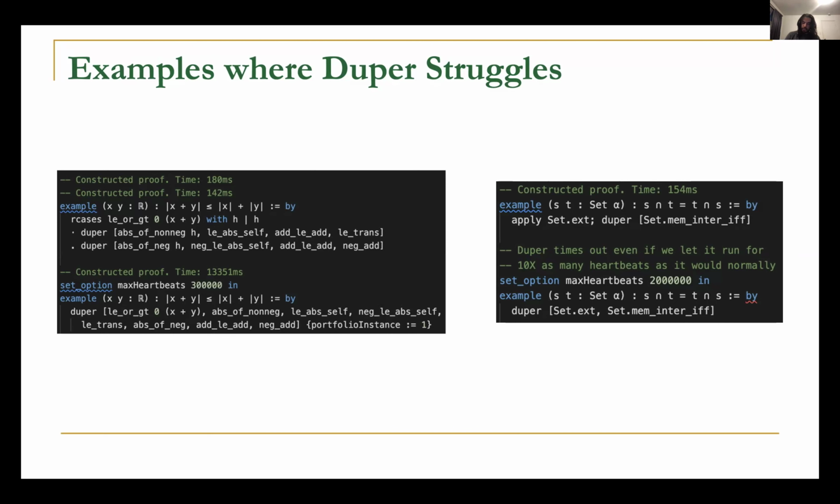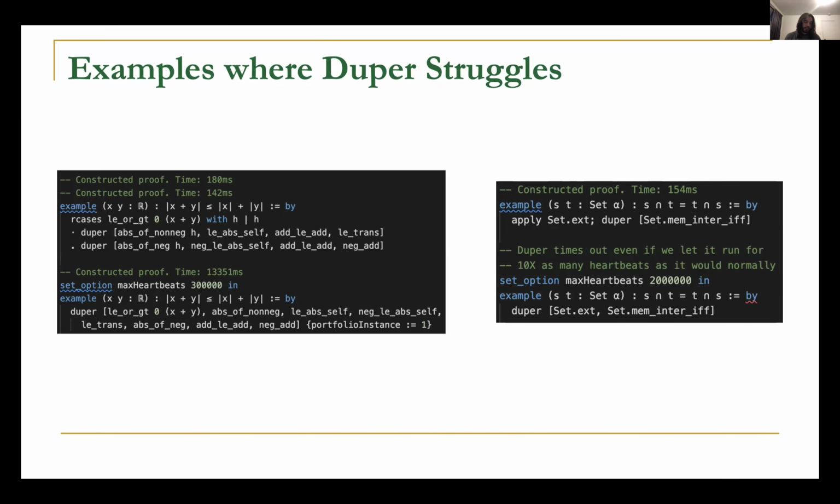However, if I ask Duper to solve the entire problem all at once, it takes over 13 seconds to do it. And that's only if I make sure to both increase the number of heartbeats Duper is allowed to use and tell Duper to use the specific configuration of options that I know can solve this problem. This is a drastic difference in performance, and it can be pretty counterintuitive.